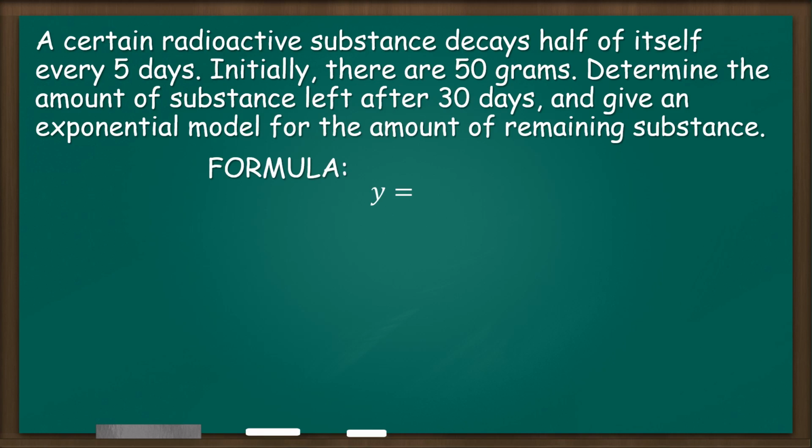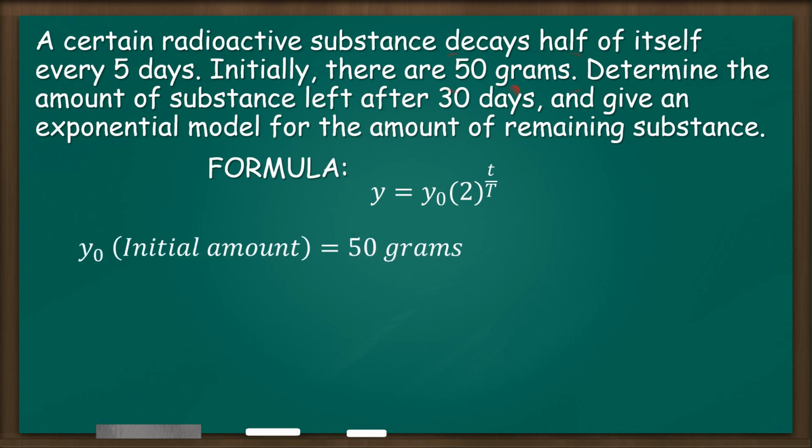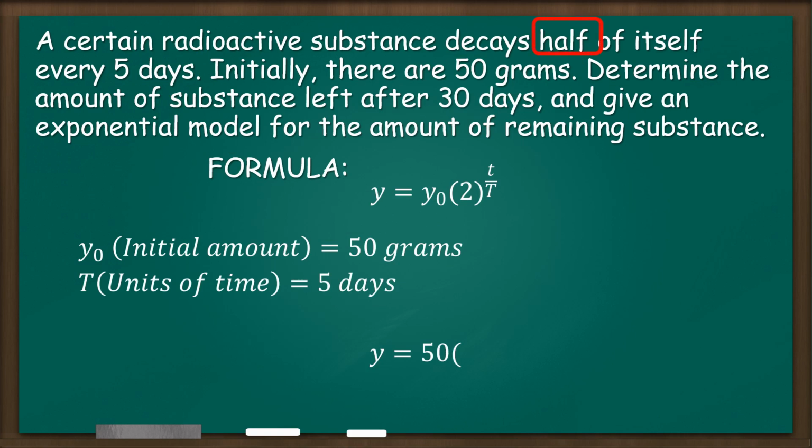Our pattern formula for this exponential model and population growth example is y is equal to y sub 0 multiplied by 2 raised to the fraction of small t all over capital T. For this problem, your y sub 0, or your initial amount, is equal to 50 grams. Your capital T, or unit of time, is equal to 5 days. Substituting all the givens, you have a new function: 50 multiplied by 1/2 raised to small t all over 5.